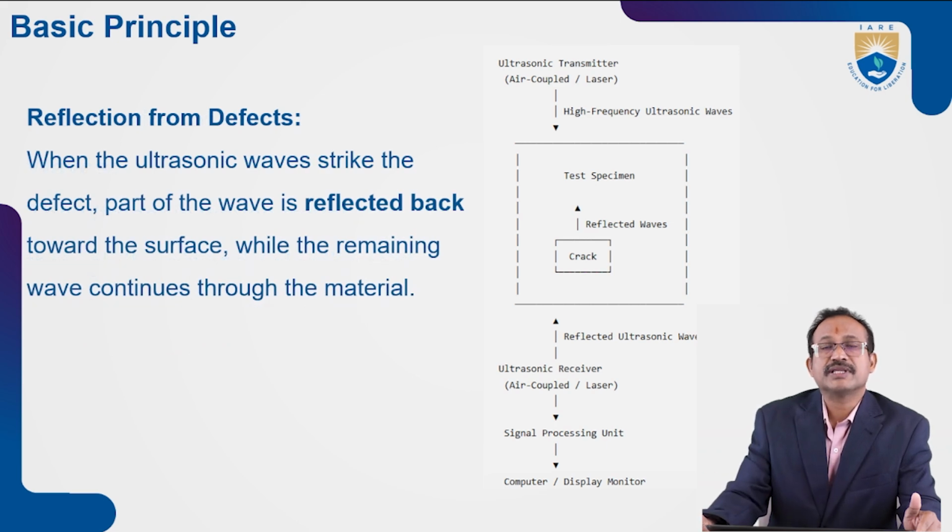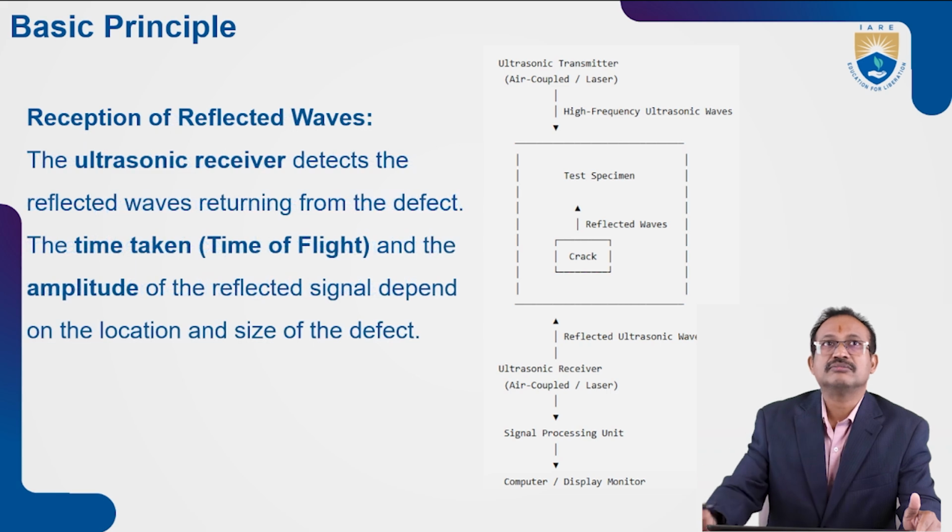Reflection from defects. When the ultrasonic waves strike the defect, part of the wave is reflected back towards the source while the remaining wave continues through the material. So part of the wave would be reflected back toward the surface, again to the top. The rest will continue to the base.